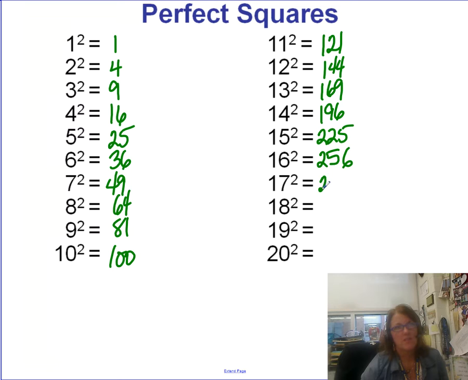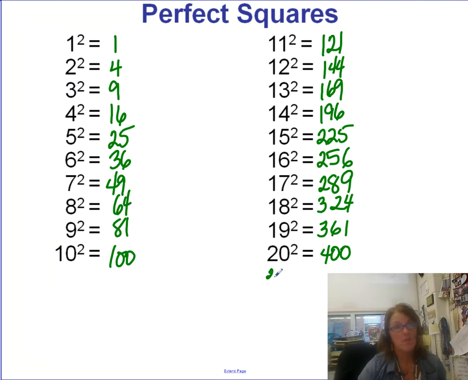17 squared is still in the 200s. 7 times 7 ends in a 9, and you should get 289 for 17 squared. 18 squared, this pushes us into the 300s. 8 times 8 ends in a 4. So it's 300 something 4, and it happens to be 324. 19 squared. This one I always have to stop and think about. I know it ends in a 1, and it ends up being 361. Finally, last but not least, 20 squared is 400.